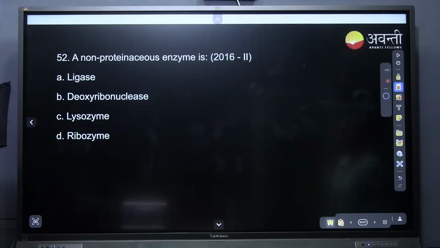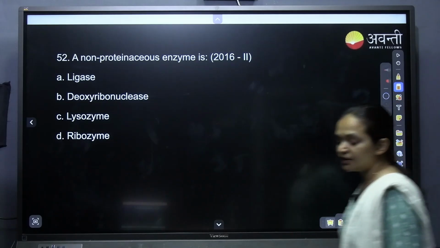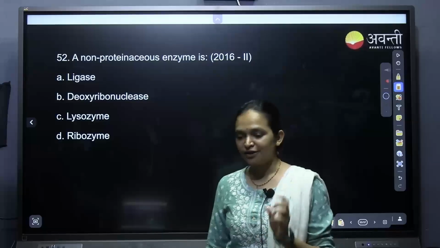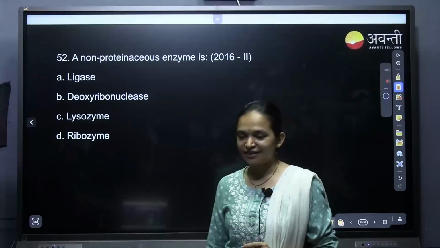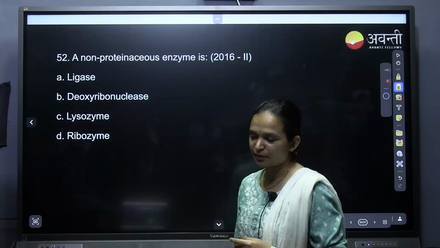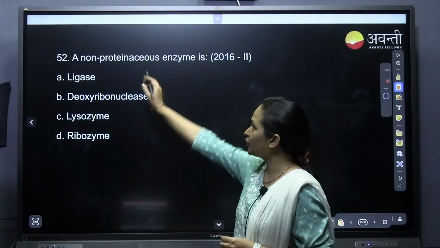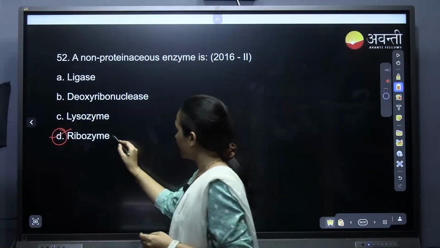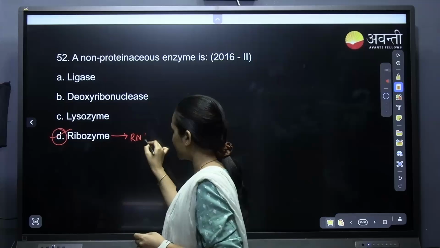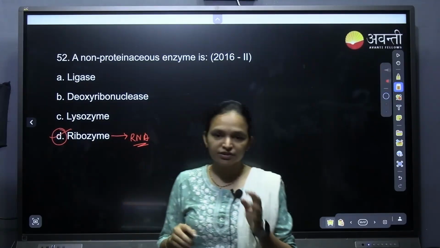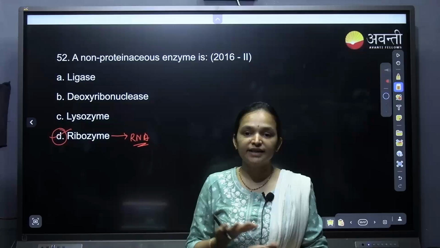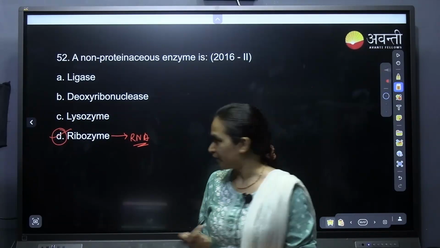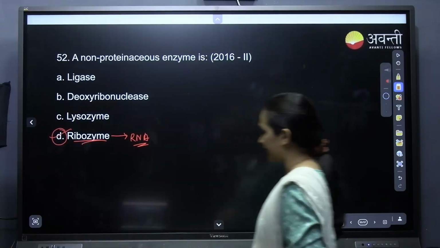The non-proteinaceous enzyme: we say most of the enzymes are proteins, but some are nucleic acid. Which is that? Tell me. We have repeatedly discussed this. The non-proteinaceous enzyme is called ribozyme. In the previous class also I told you. What is it? Actually it is RNA, an RNA which is behaving as an enzyme. Yes, ribozyme. Very good. So this makes D the correct answer.